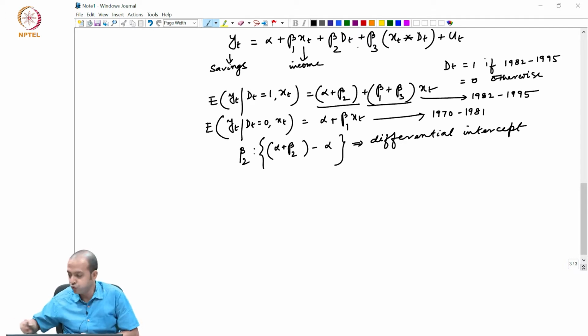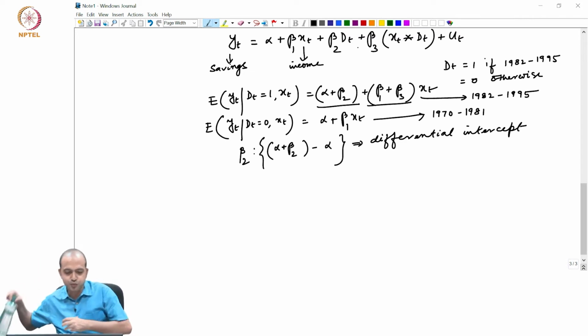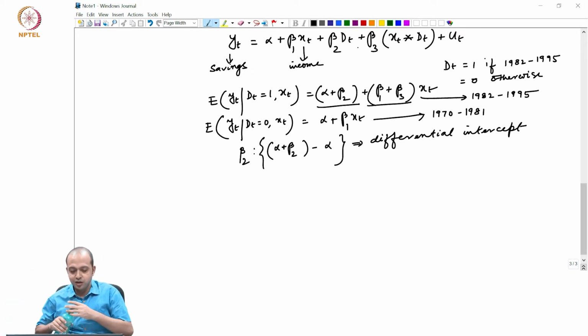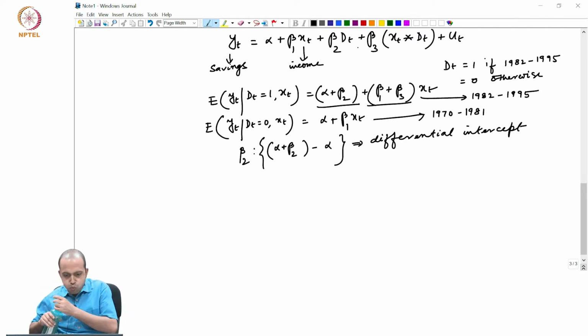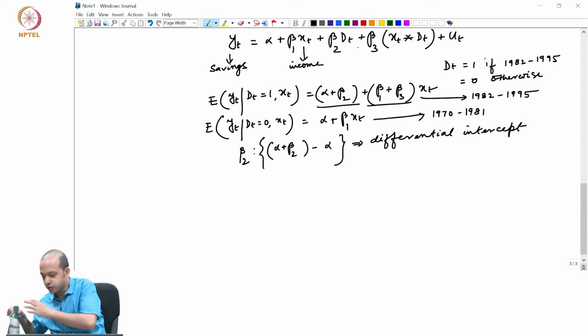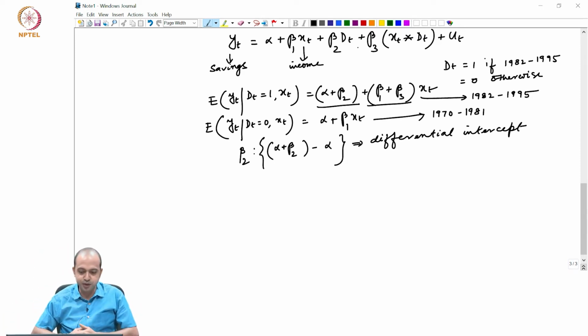Since we have one more covariate xt present in this model, we cannot say that alpha is basically the value of the dependent variable in the base period. Okay? That we cannot say. We can only tell that alpha is basically intercept, because this is an ANCOVA model. Apart from the dummy, we have xt also present in the model. So, that is why beta 2 also is defined as differential intercept.